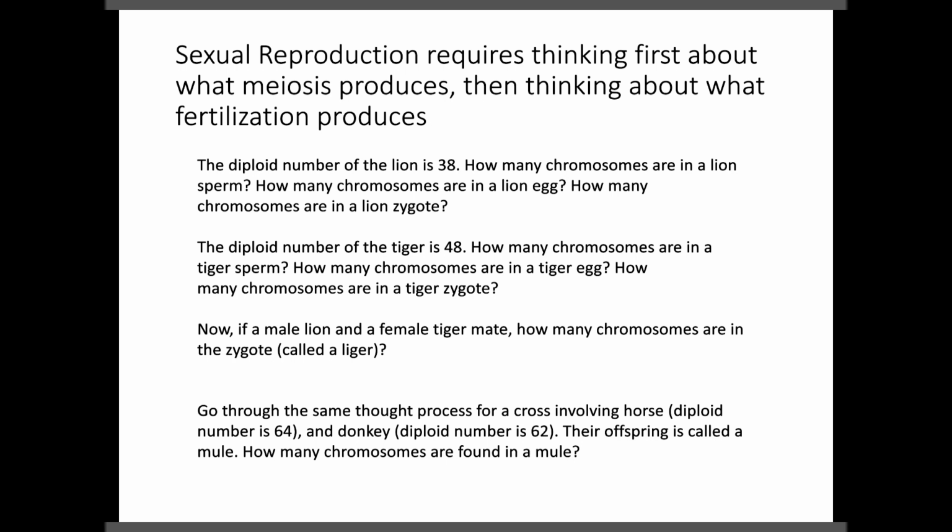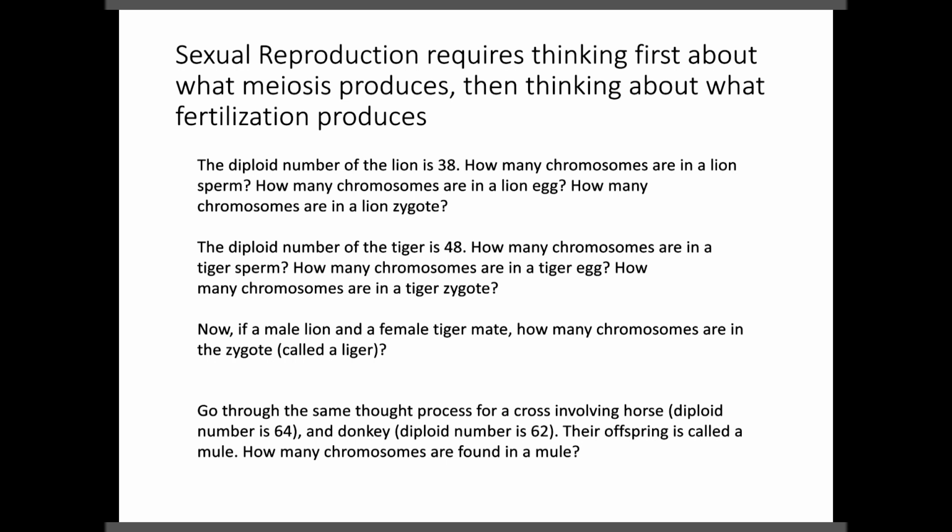So I'll give you a little practice thinking problem. It says the diploid number of a lion is 38. How many chromosomes are in a lion sperm? And how many chromosomes are in a lion egg? So if the diploid number of the species is 38, they're telling you how many chromosomes are in a typical diploid cell, a typical body cell.